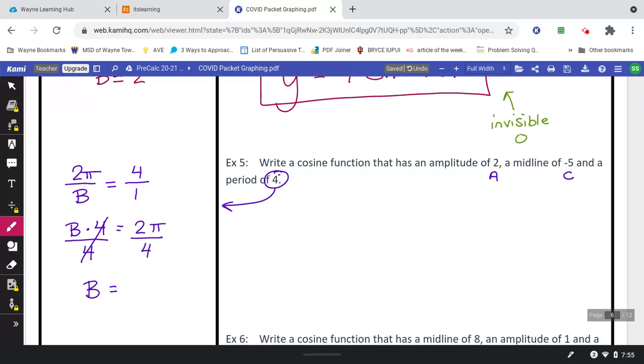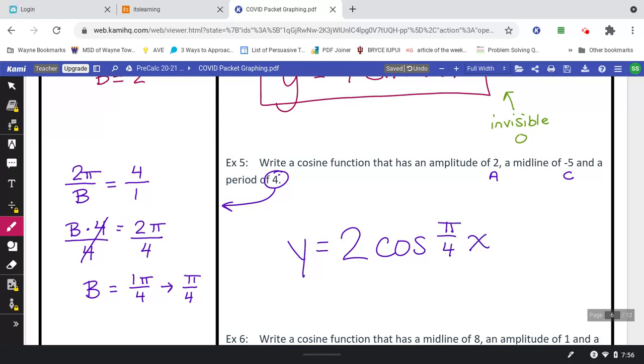And 2/4 will again reduce to 1/2. And 1 pi over 4 is more often written as just pi over 4. 1 pi over 4 is pi over 4. So we'll use that for our b. Y equals the amplitude A, cosine pi over 4x minus 5. A, B, C.